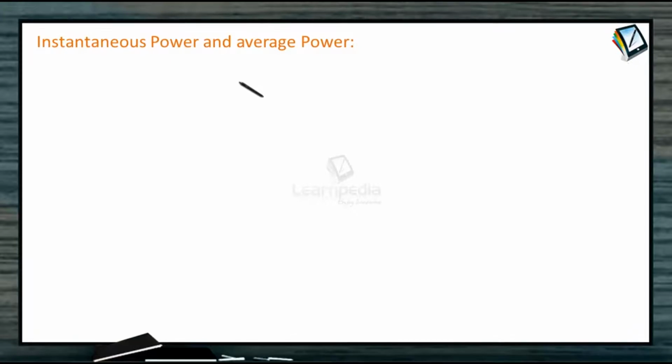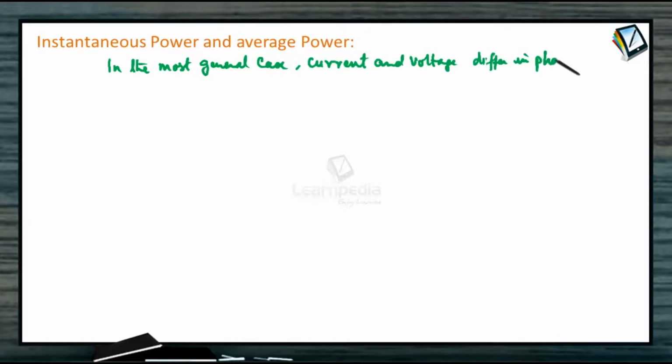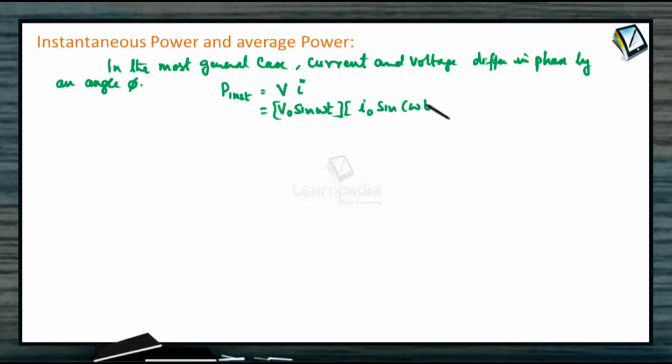Instantaneous power and average power. Let us consider the most general case in which current and voltage differ by a phase of phi. So we can calculate the instantaneous power. In the most general case, current and voltage differ in phase by an angle phi. So instantaneous power will be V into I, where V is V naught sine of omega t and I is I naught sine of omega t minus phi. This is the phase the current has with respect to the voltage.